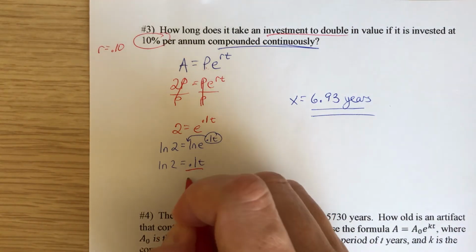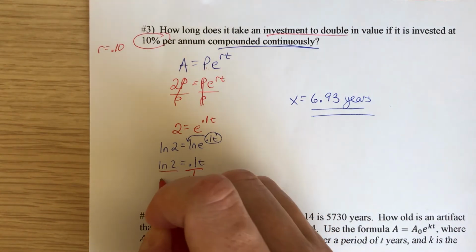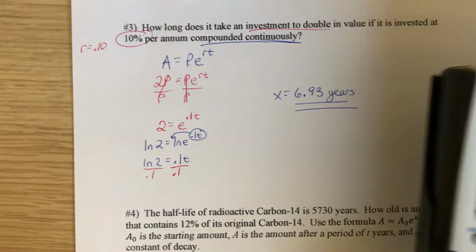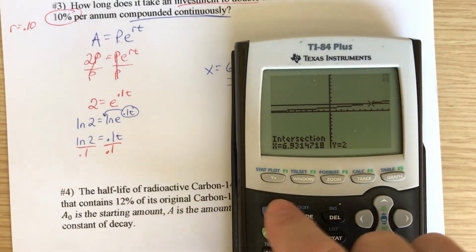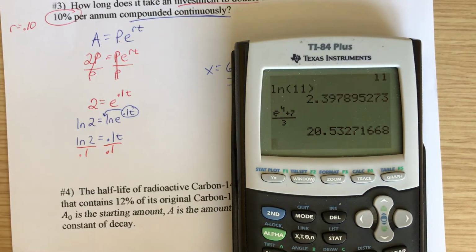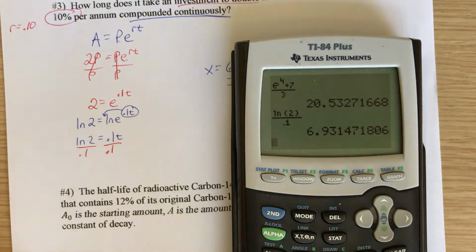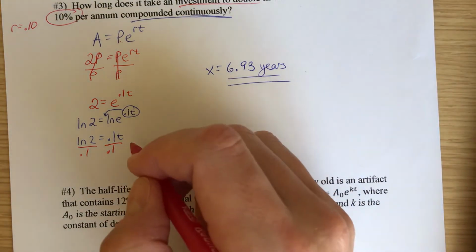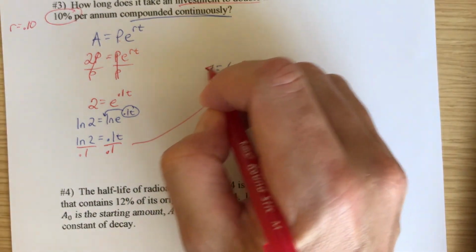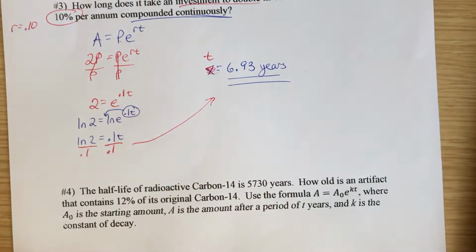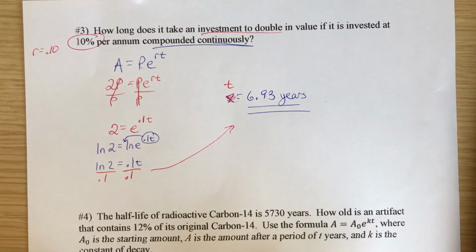0.1 times t, we will divide by the decimal 0.1. And let's see what happens here. Hopefully we get the same answer. So we've got the natural log of 2 divided by 0.1, and we get 6.93. Same thing. Okay, and actually I don't want to use x because I want to use the variable t for time, and we get the same thing.